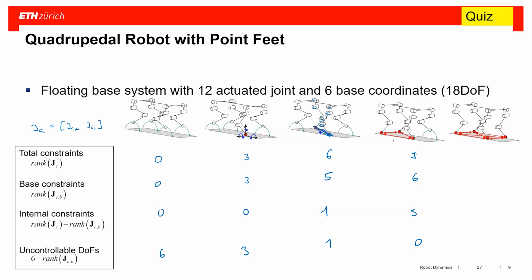And then the last one, same. So here we have 12, 4 times 3. Then we have again 6, 6, and 0. And here we have 6 degrees of freedom, internal directions of reaction forces.